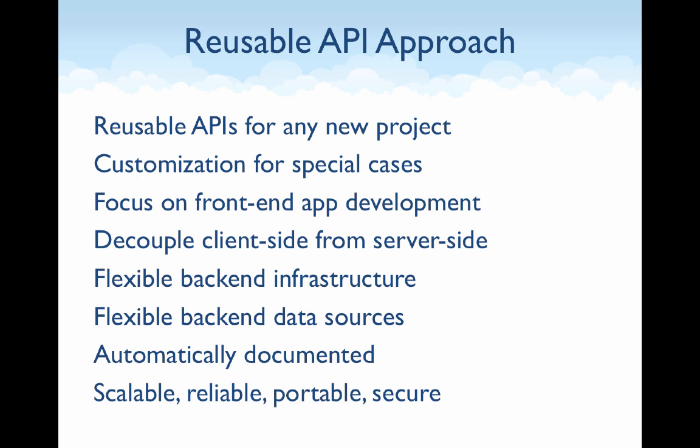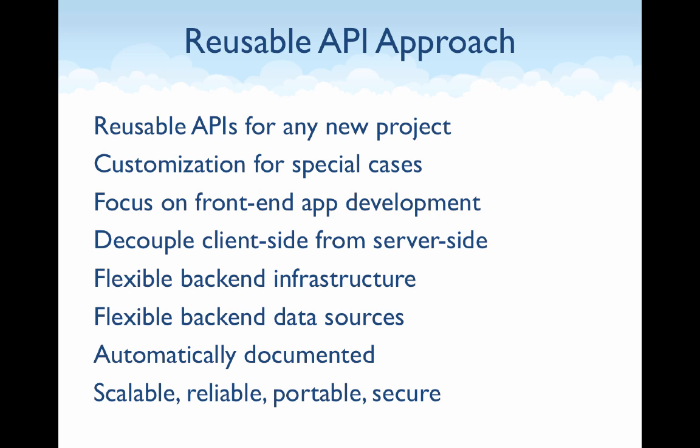In contrast to the previous approach we talked about, this one-off API approach, here you have reusable APIs for any new project. The goal of this, and we do this with our open source project, is to automatically generate a ready-to-use REST API. You can use it right away. It's automatically documented. And the goal there is really that you cover the vast majority of your use cases, but you also have to have the ability to customize the REST API for special cases.